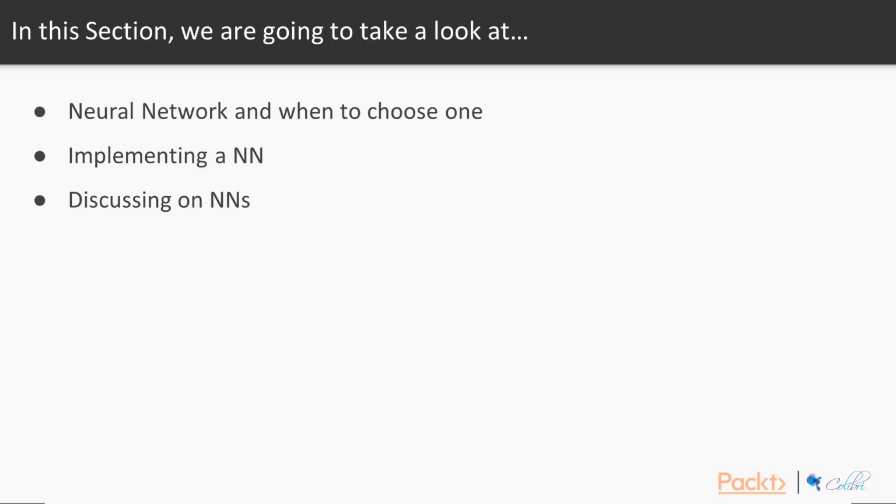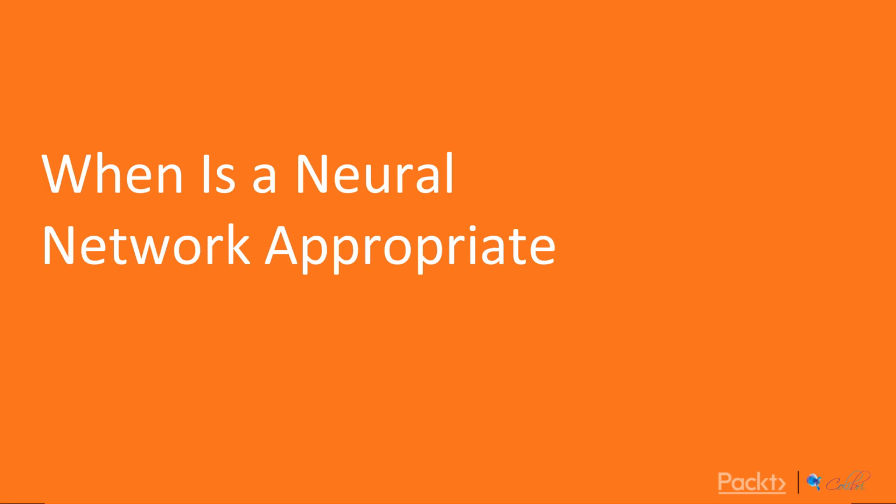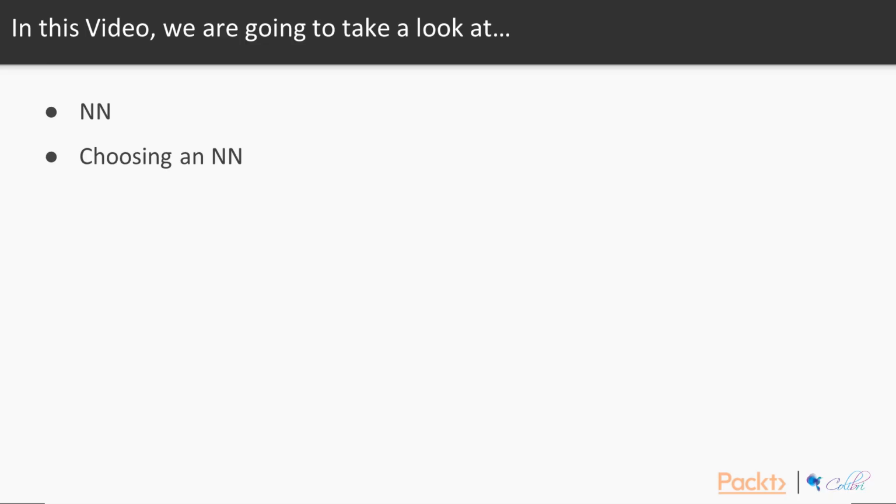So in this section we're going to take a look at what a neural network is and when we choose one, and we'll also look at implementing one with dlib. So when is a neural network appropriate? This is the first video, and we're going to look at when a neural network is appropriate, what one is, and when to choose one.